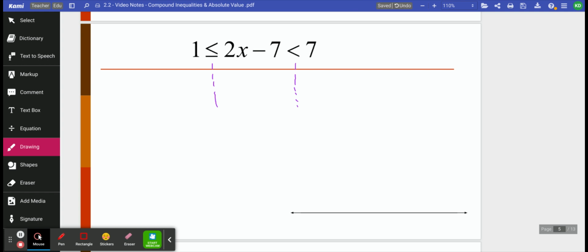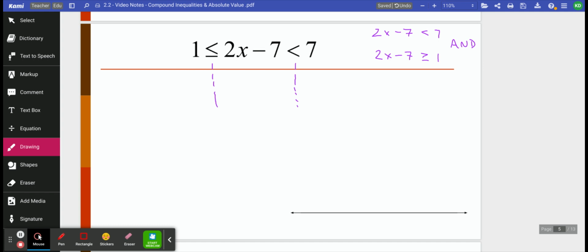If I think about covering up the one on the left, we have really 2x minus 7 is less than 7. And I have 2x minus 7 is greater than or equal to 1. Those are really the two inequalities that we're solving. But because we put them together, it's implied that this is an and.